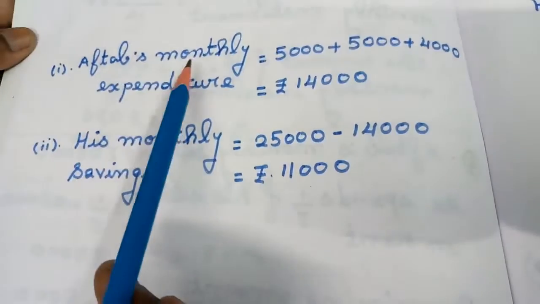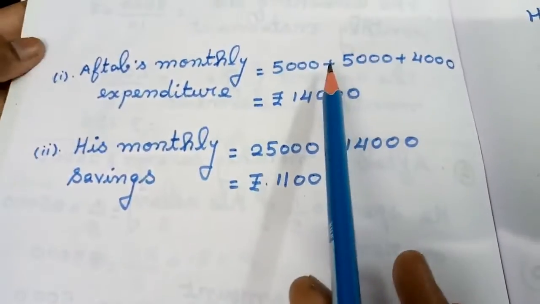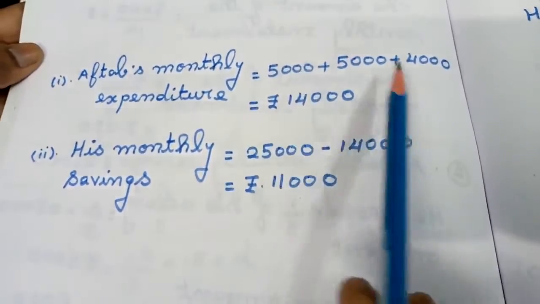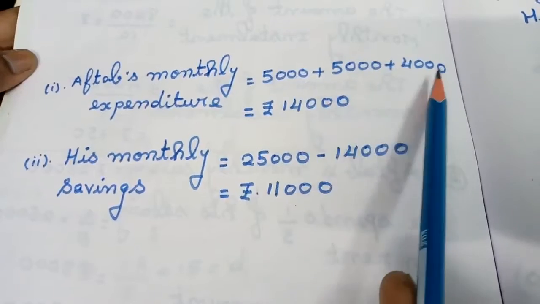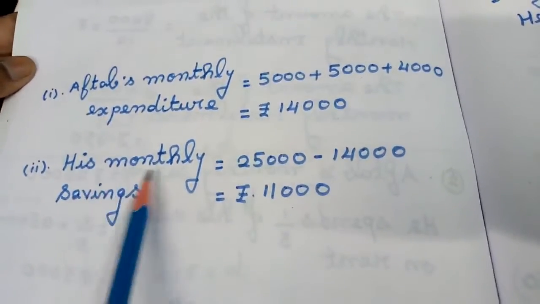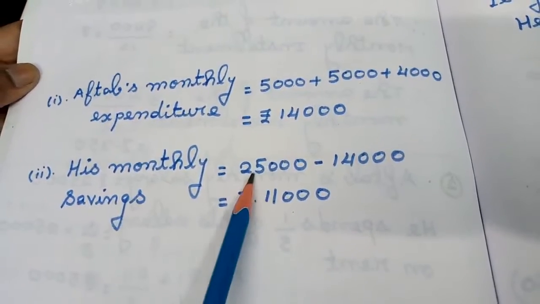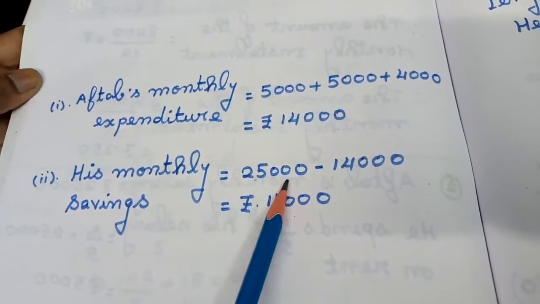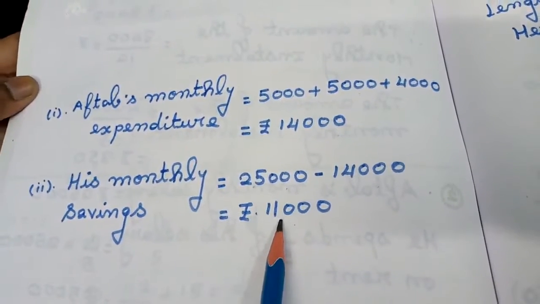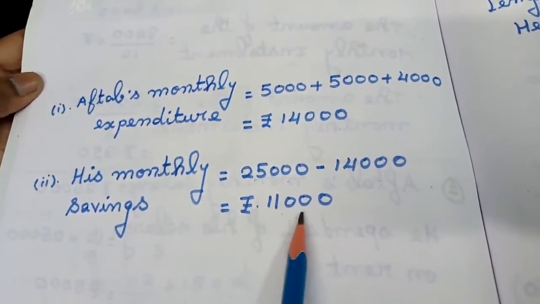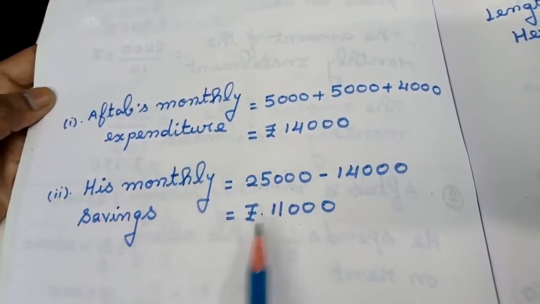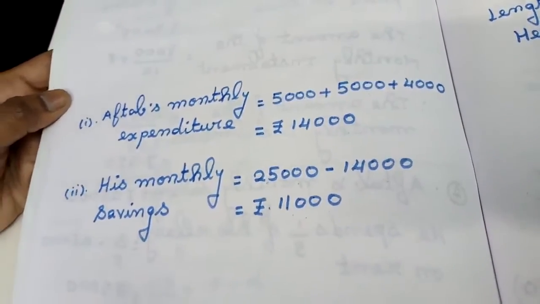So Aftab's monthly expenditure is what he is spending on rent, education and food. When I calculate, I get the answer as 14,000. So his monthly savings: 25,000 is the original salary, expenditure is 14,000, and the remaining amount is 11,000. This 11,000 he is saving monthly.